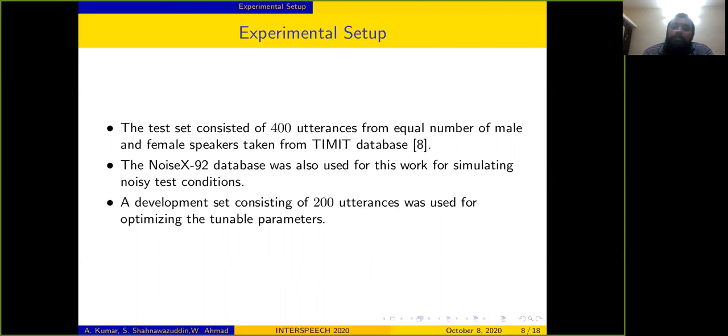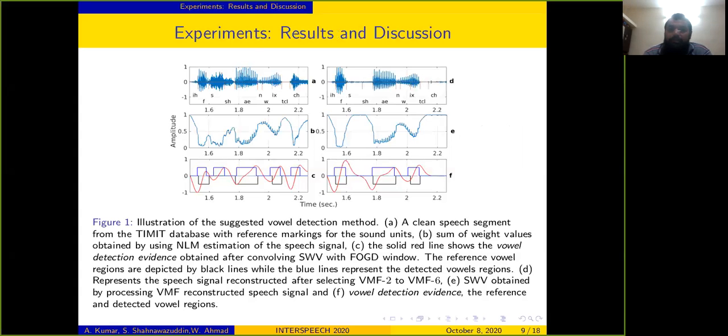In the experimental setup, we have used a test set that consists of 400 utterances from an equal number of male and female speakers from the TIMIT database, and we have also used the NOISEX-92 database for simulating noisy test conditions. Our development set, consisting of 200 utterances, was used for optimizing the tunable parameters. You can see that the first diagram is showing a clean speech segment from the TIMIT database, and the reference marking for the sound units.